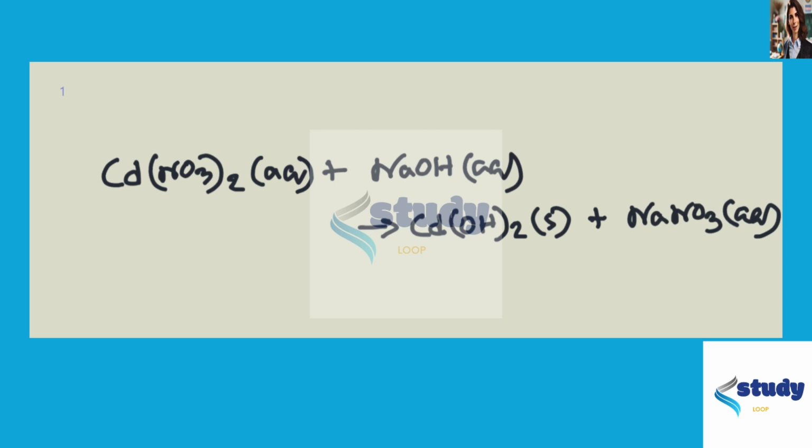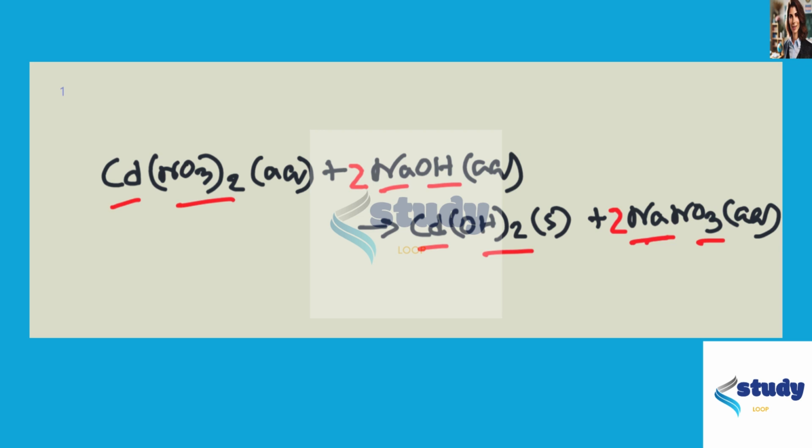So you have to balance this equation. First, you have to balance the metals. So you have one cadmium on each side. We have one sodium on each side. Now we balance the nitrate. We have two nitrate here, but one nitrate here. So we multiply this by 2. Now we have two nitrate on each side, but now we have two sodium here. So we have to multiply here by 2. Now we have two sodium on each side, and we have two hydroxide here and two hydroxide here. So now our equation is balanced.